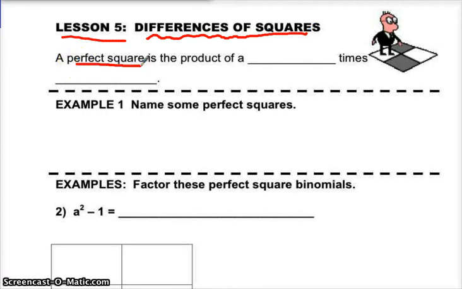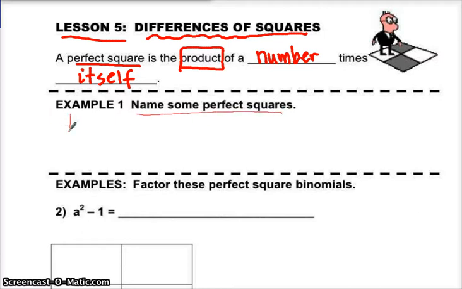So let's review what a perfect square is. A perfect square is the product of a number times itself. It's the result of when you multiply a number times itself. So name some perfect squares. Well, 1 is a perfect square, 4 is a perfect square, 9, 16, 25, 36. How am I getting these? Well, a number times itself.